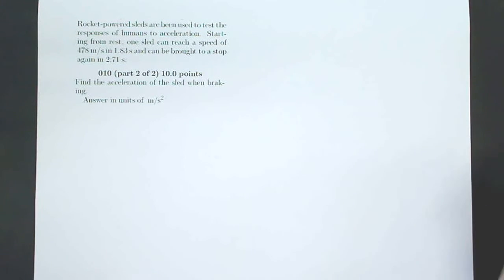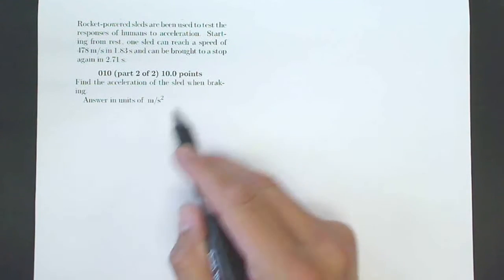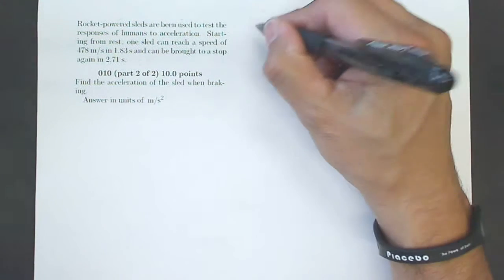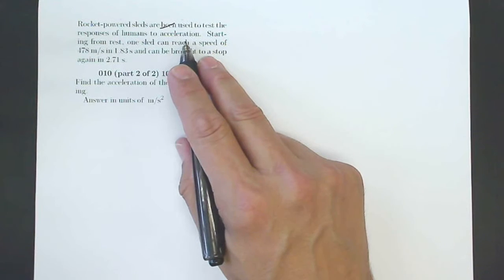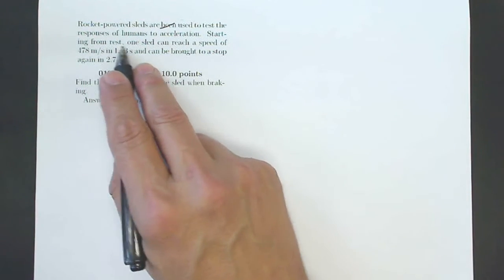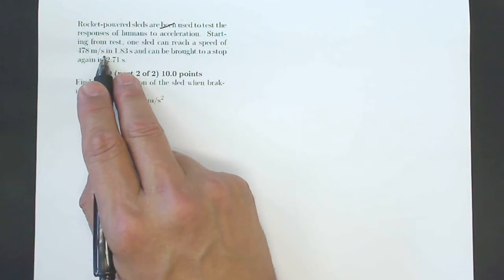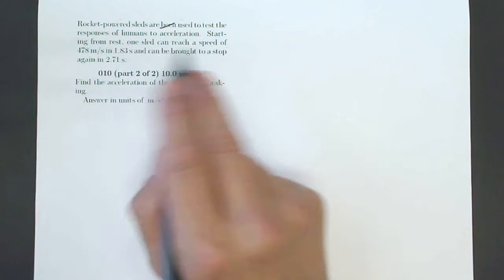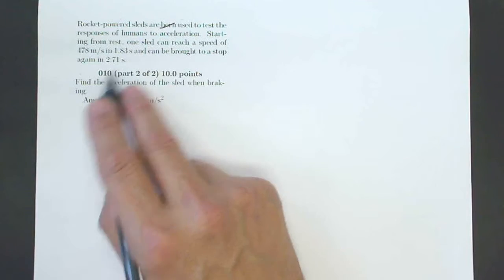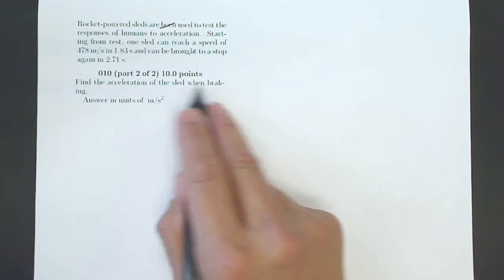This is AP Physics, homework number 2.1, question number 10. It's part 2 of 2, so you might want to review question number 9. It says rocket-powered sleds are used to test the responses of humans to acceleration. Starting from rest, one sled can reach a speed of 478 meters per second in 1.83 seconds and can be brought to a stop again in 2.71 seconds. Find the acceleration of the sled when braking.